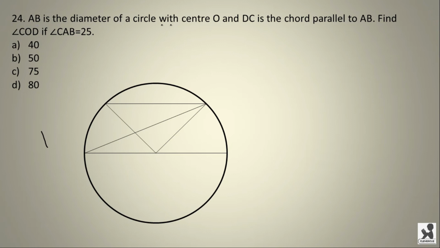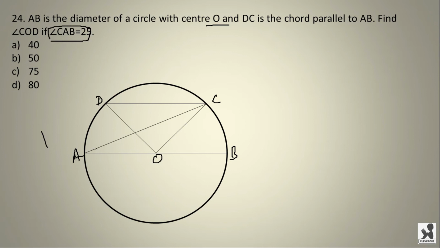AB is the diameter of a circle with center O. So this is the diameter and this is the center O. Here is another question where the figure is not given but the question is asked in such a way. It is also given that DC is a chord parallel to AB. So this figure you have to draw in the examination. So this is the chord DC which is parallel to AB. Find angle COD if angle CAB is 25 degrees.